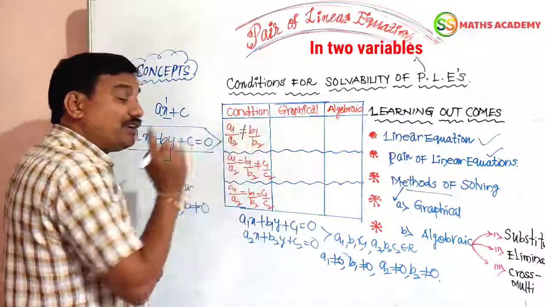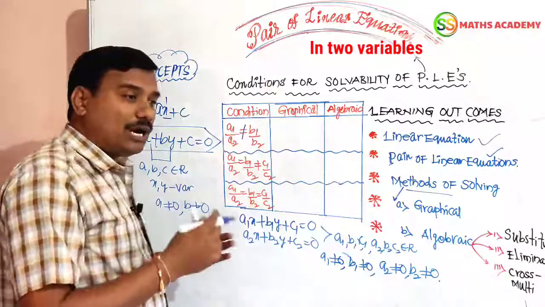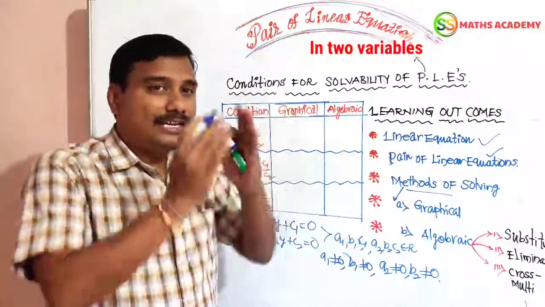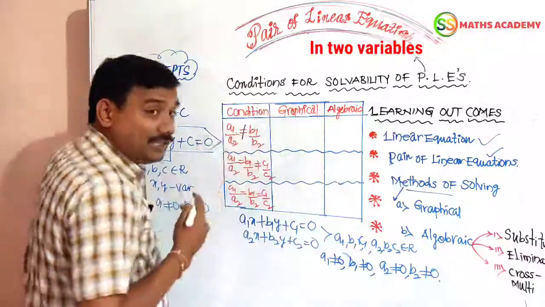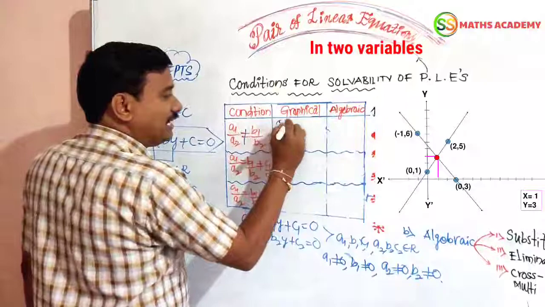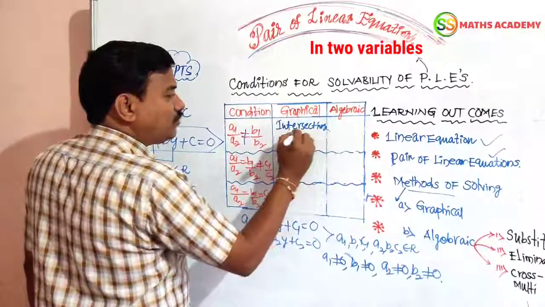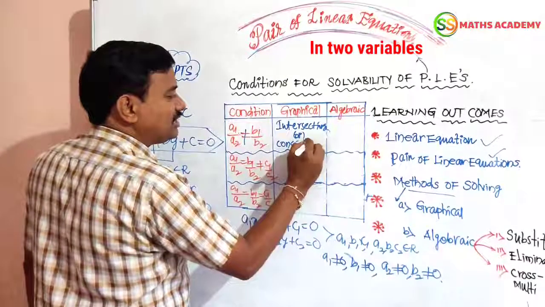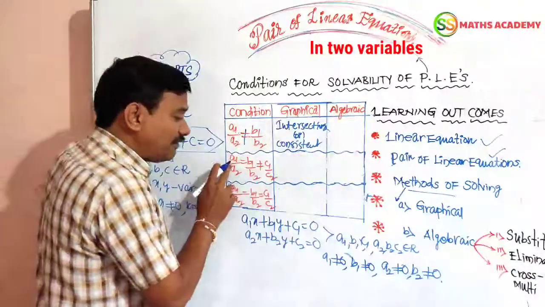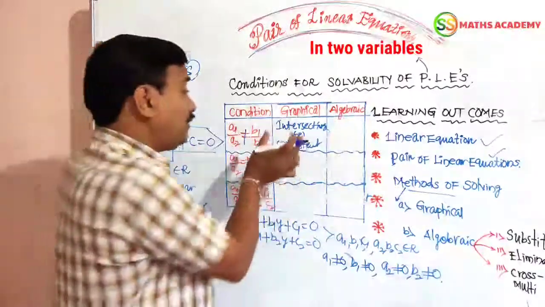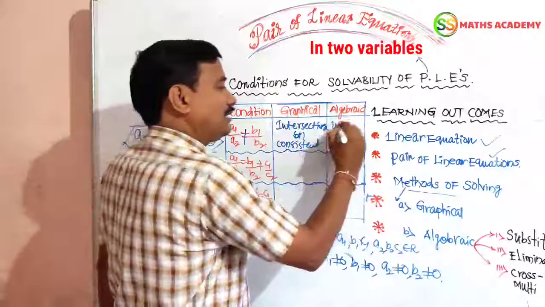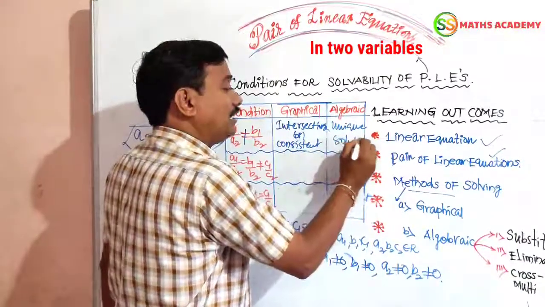Here, first suppose a1 by a2 is not equal to b1 by b2. In that condition, for example, you take any two equations and compare the a1, b1, c1, a2, b2, c2 values. The coefficients are not equal. Then graphically these lines are called intersecting lines, or we can say consistent, depending on the requirement of the question. Yes, when the lines intersect, they must have one solution, that is called a unique solution. In algebraic terms we can say that.